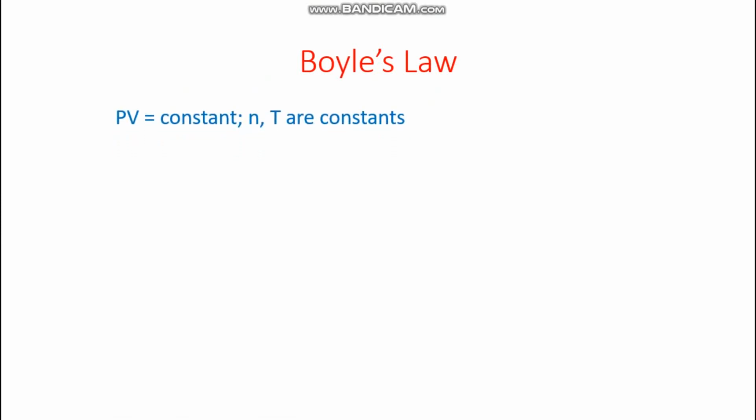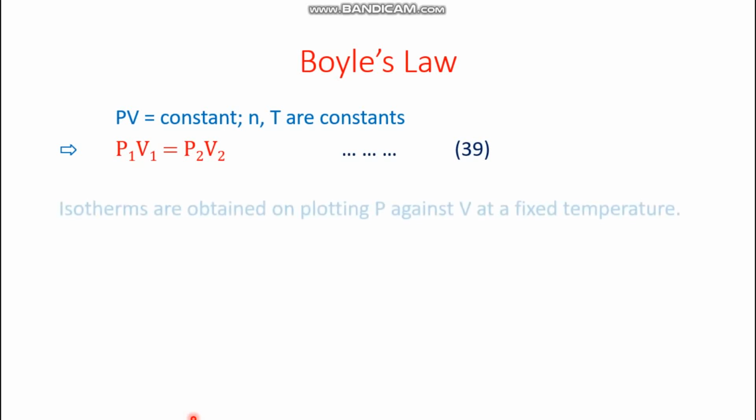Boyle's law simply says that for a particular amount of gas, that is when n is constant, and if the temperature is kept constant, in that case, the product of pressure and volume is always constant. That means pressure is inversely proportional to volume at constant temperature for a particular gas. Therefore, pressure equals constant divided by volume, and hence pressure into volume equals constant. And as a consequence, P1 V1 must be equal to P2 V2, and this is equation number 39.